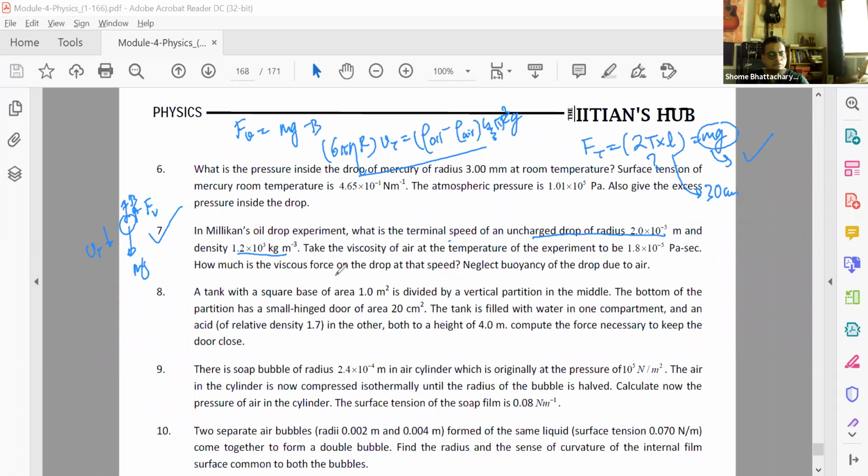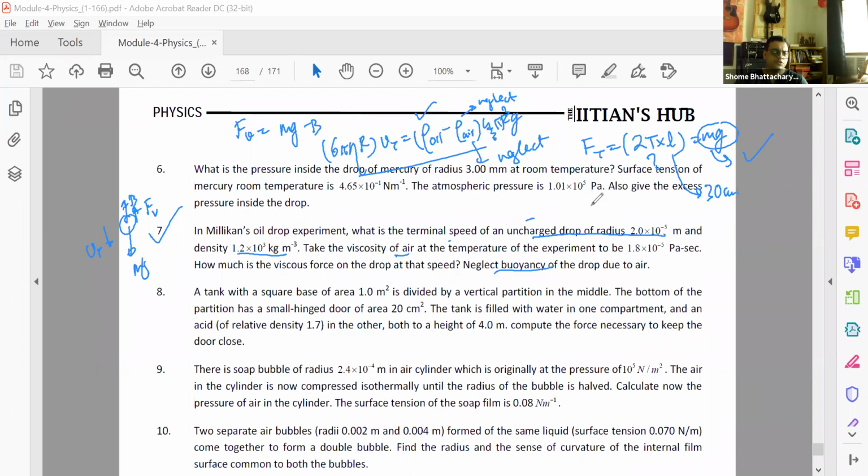Viscosity of air at the temperature is given as well. Oh, we have to neglect the buoyant force also, so this term is neglected. That's all you have to do. It is uncharged, so there's no electrostatic force. So density of oil is given, and we'll neglect the density of air. That's why we are neglecting the buoyant force basically. And that's it.